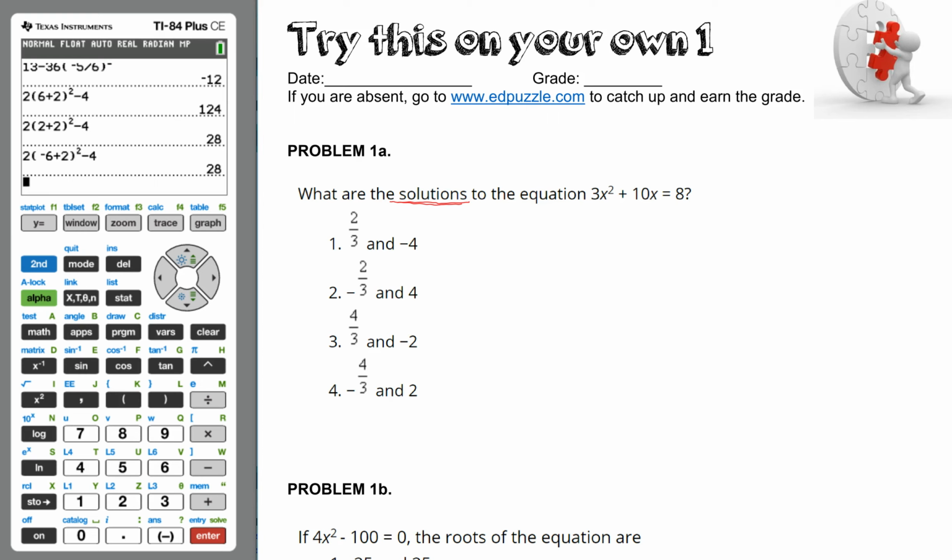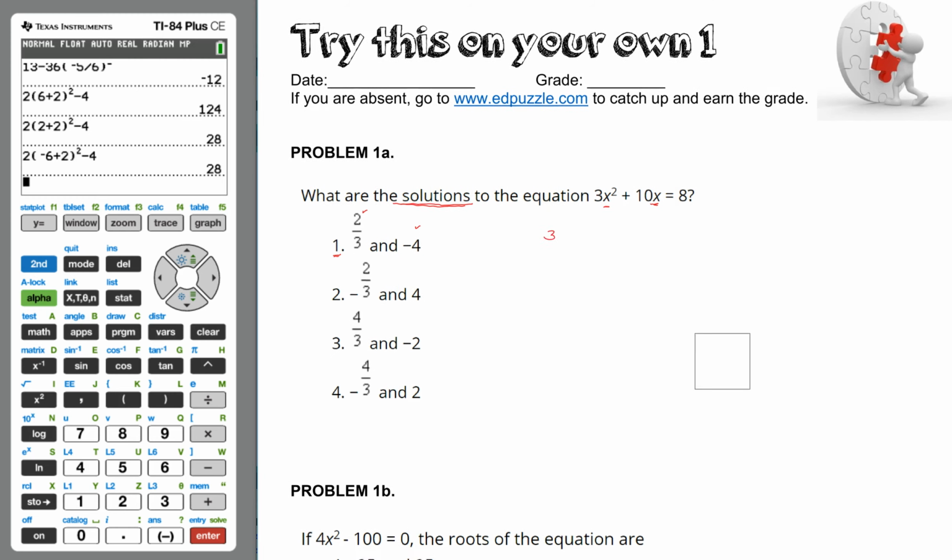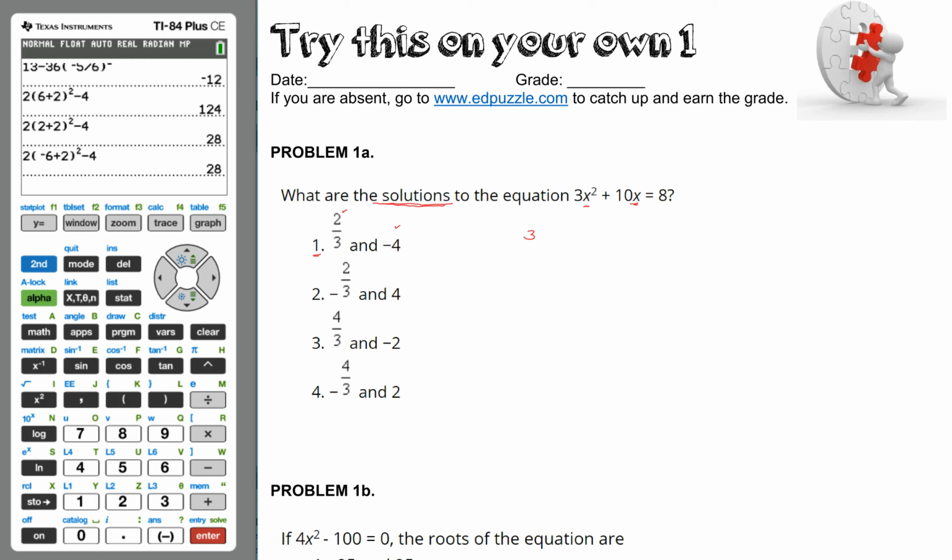So let's try out the first option. So shall we try option number 1? In this case, you have two numbers to try. So you have to try first 2 over 3 and plug that in on x. So let's try that one first. So you have 3 times 2 over 3 squared plus 10. I see another x. We'll substitute that by 2 over 3 equals 8.